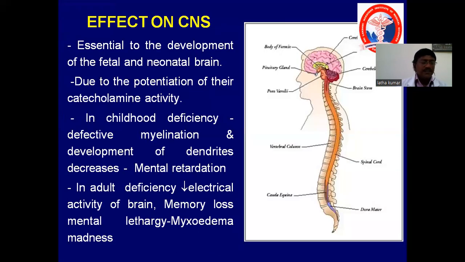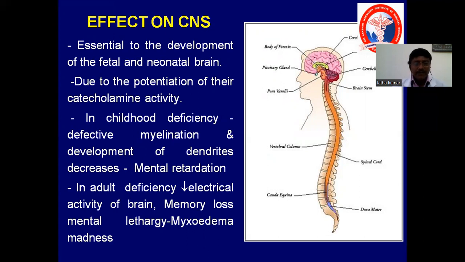And effect on CNS, essential to the development of the fetal and neonatal brain due to the potentiation of catecholamine activity. In childhood, deficiency causes defective myelination and decreased development of the dendrites, which will lead to mental retardation. In adult deficiency, it leads to decreased electrical activity of the brain, memory loss, mental lethargy, and myxedema, madness, dullness will be there.